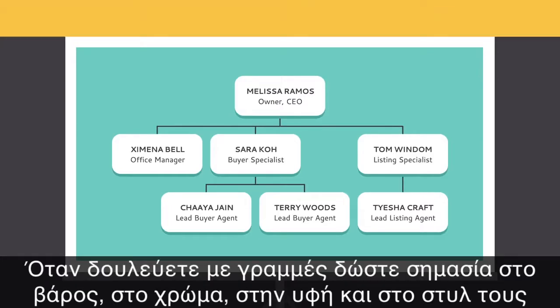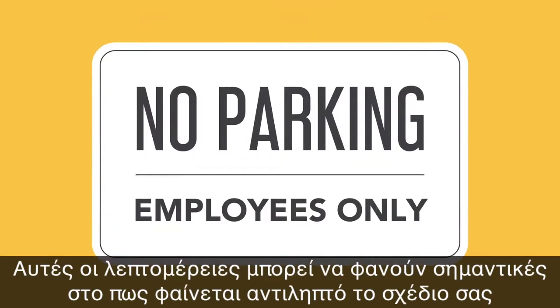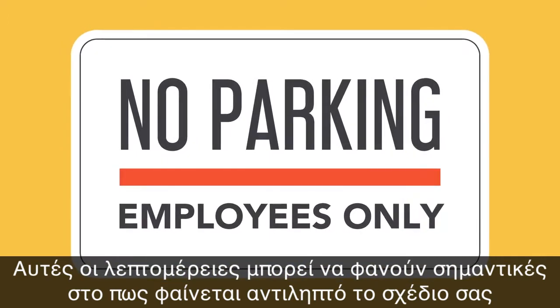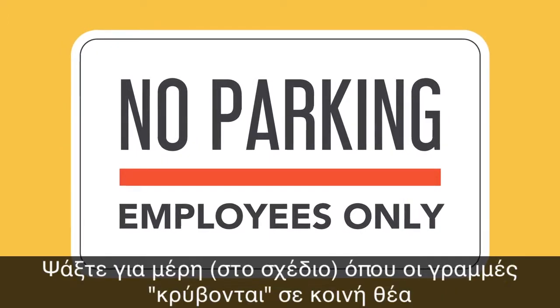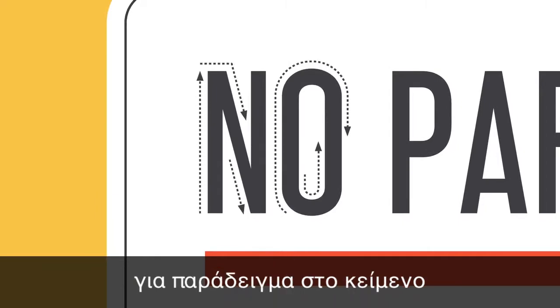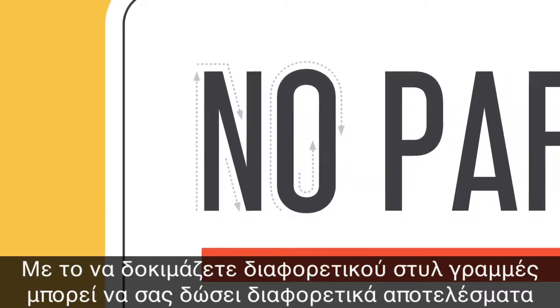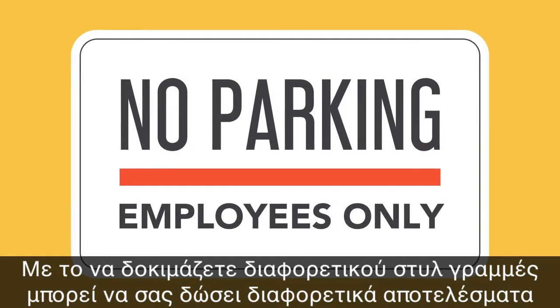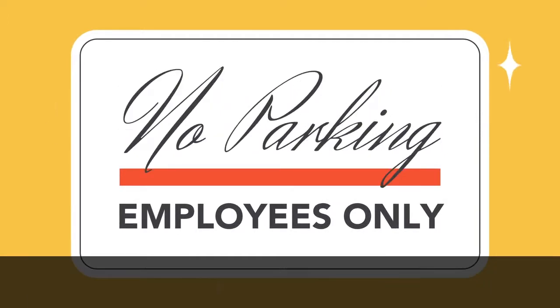When working with lines, pay attention to things like weight, color, texture, and style. These subtle qualities can have a big impact on the way your design is perceived. Look for places where lines are hiding in plain sight, for example in text. Even here, experimenting with different line qualities can give you very different results.